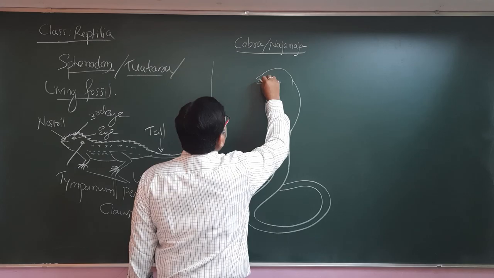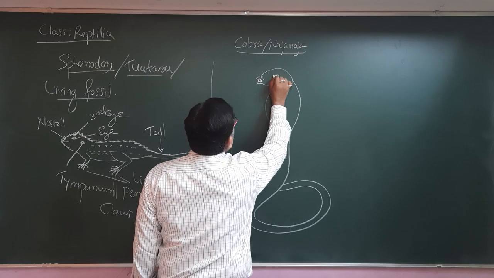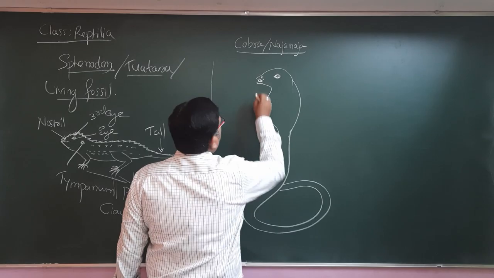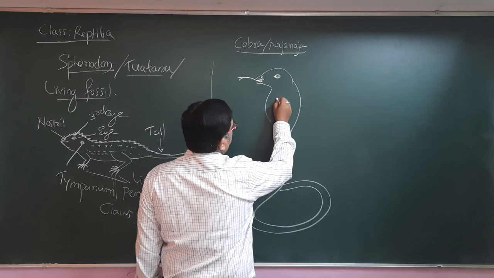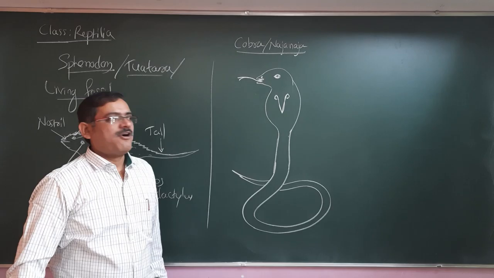Yes, they have the fangs, they have the nostrils, they have the eyes. No tympanum for them, but the tongue is a bifid tongue. Yes, a spectacle mark, V shape. This V shape mark indicates they are more dangerous. They are poisonous.